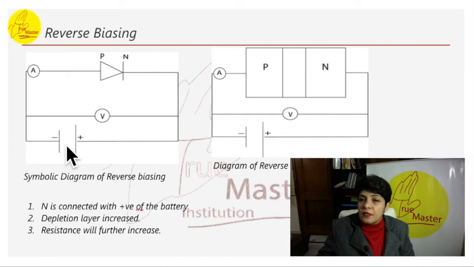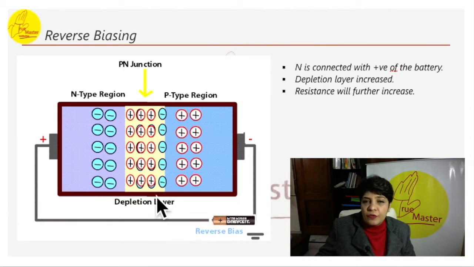Resistance will further increase as well. Okay, so let's play this part. If you see, this is N type, and it is connected to the positive of the battery. And this is P type, and this is now connected to the negative of the battery. So this is called reverse biasing.